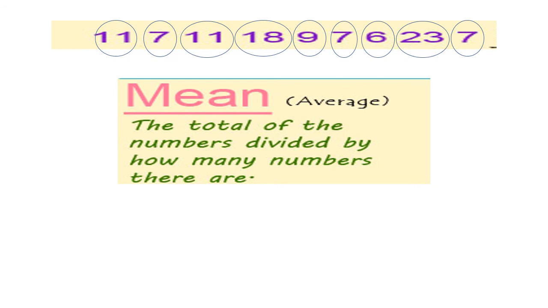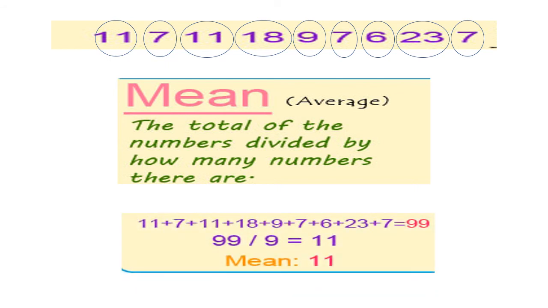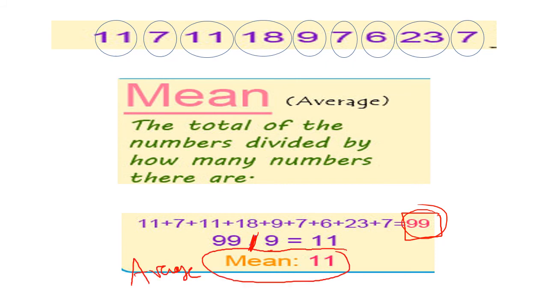First, I'm going to start by adding them. If I add 11, 7, 11, 18, 9, 7, 6, 23, and 7, it will give me 99. So I take this 99 and divide it by the number of values, which is 9, and the answer is 11. So the average or the mean here is 11.